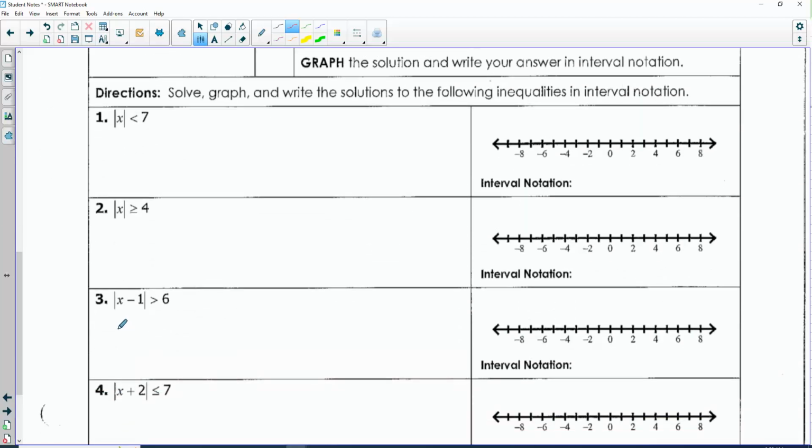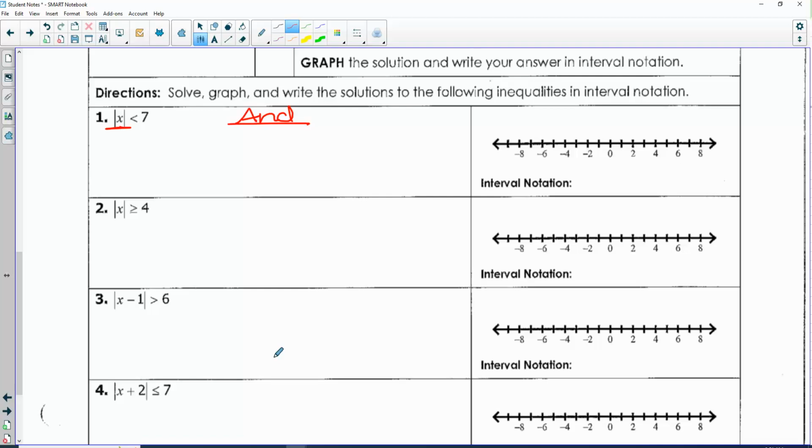So, let's take a look at this one. If I say the absolute value of x is less than 7. First thing I want you to look at: is the absolute value by itself? I don't have anything else on that side with the absolute value, do I? So we're good there. Next, ask yourself, is this an and or an or? And. Less than is an and. I want you to write that down.